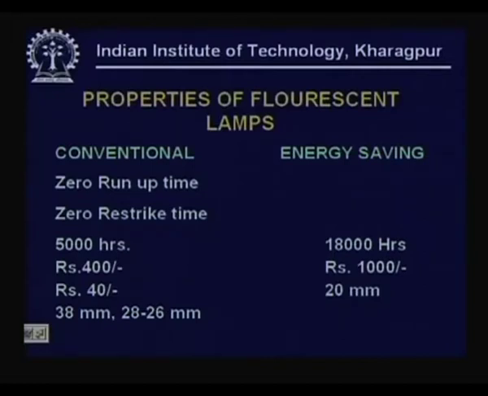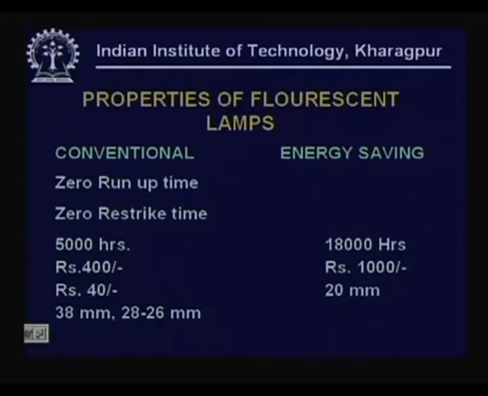Now, here the idea of putting cost figures is to get a relative comparison. You have 5000 hour burning life as against the energy saver having about 18,000 hours of burning life. The total unit along with the accessories may come at today's cost around 400 rupees, whereas the lamp alone in case of energy saver would come around 1000 rupees, and the diameter of course is 20 mm, remember that.